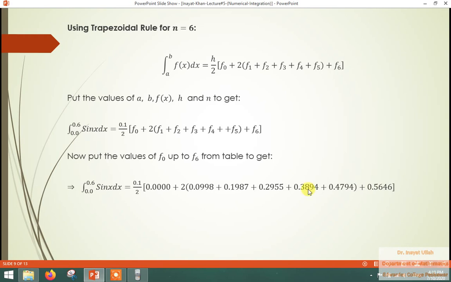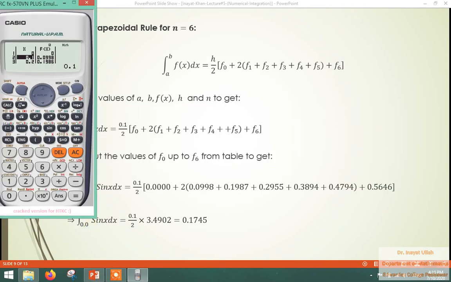Now sum these values with the help of a calculator. Whenever you sum these values, you will get this: 0.1 divided by 2 multiplied by the sum of all those values, which is 3.4902. Now multiply this with this number, you will get this answer, 0.1745. So this is the approximate value of this integral, not the exact one.